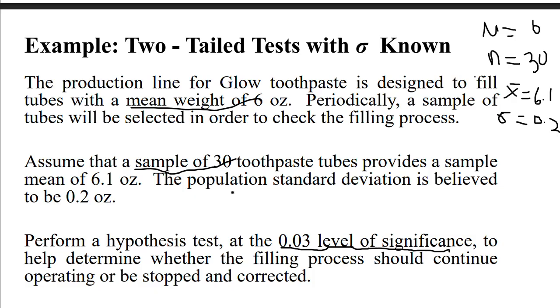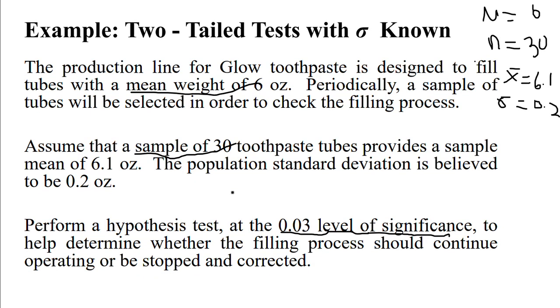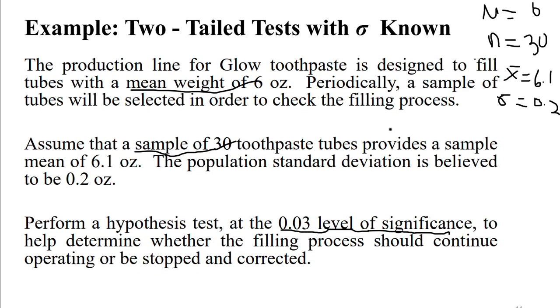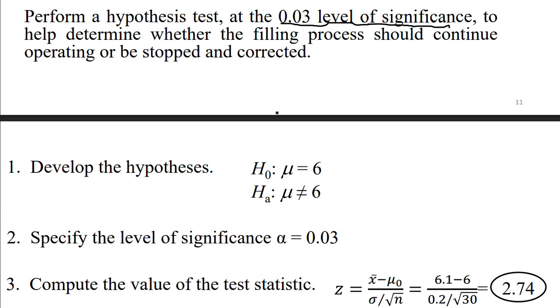Now, the first thing we do is to state the null and alternative hypothesis. The production line is claiming that a toothpaste tube should have an average weight of 6 ounces. And so our null hypothesis will be that the average weight of a toothpaste tube is 6 ounces. The alternative hypothesis, like we said, is always going to be a statement opposite to the null hypothesis. And so if the null hypothesis is claiming that the weight is 6 ounces, the alternative will be the opposite of that, and that's going to be not equal to.